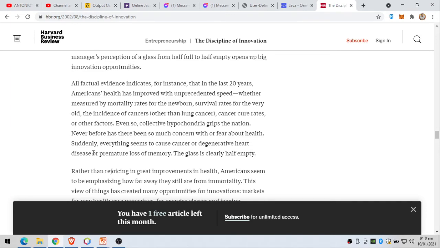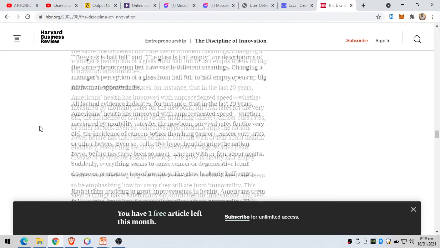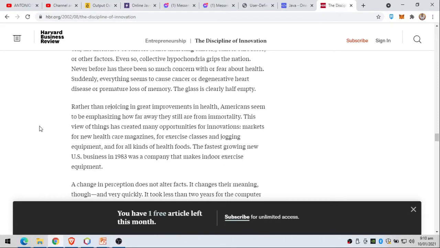Even so, collective hypochondria grips the nation. Never before has there been so much concern with or fear about health. Suddenly, everything seems to cause cancer or degenerative heart disease or premature loss of memory. The glass is clearly half empty. So rather than rejoicing in great improvements in health, Americans seem to be emphasizing how far away they still are from immortality. This view of things has created many opportunities for innovations.